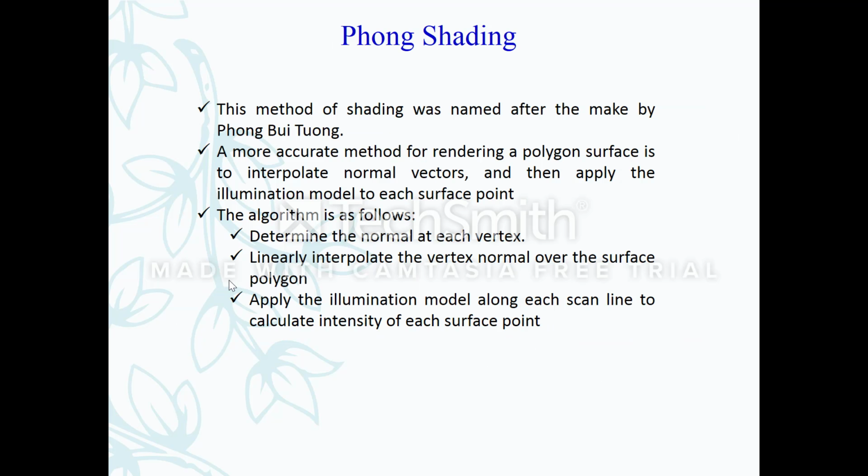The next is Phong shading. This method was named after Bui Tuong Phong at the University of Utah. A more accurate method for rendering polygons is to interpolate normal vectors and then apply the illumination model to each surface point. Phong shading improves upon Gouraud shading and provides a better approximation of the shading of a smooth surface.